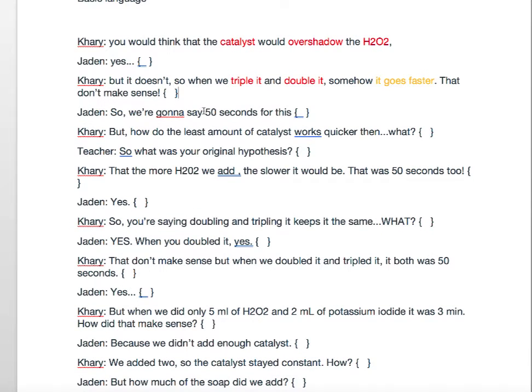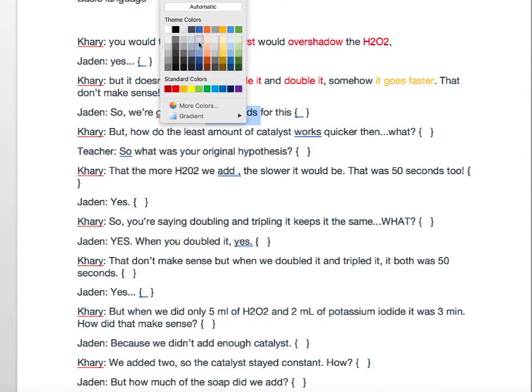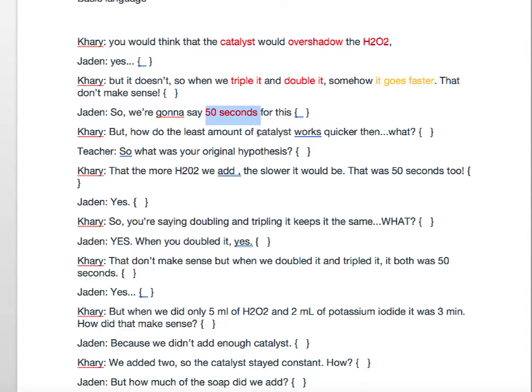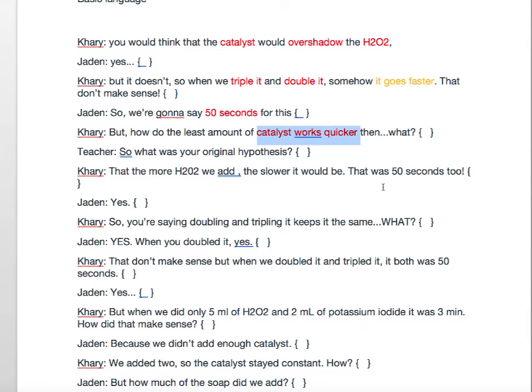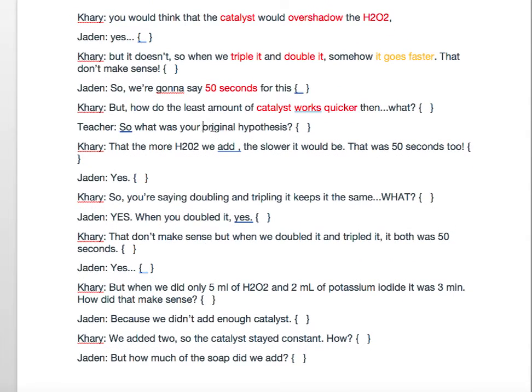Okay, so expressions of time also are pretty obvious. Catalyst works quicker. Sure, why not? Quicker. We could find a more academic way of saying it. All right, original hypothesis, definitely. H2O2, in addition, add. Statements of rate, I think, could be considered functional language, or sorry, the language of the topic as well.